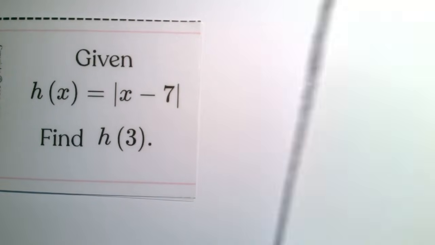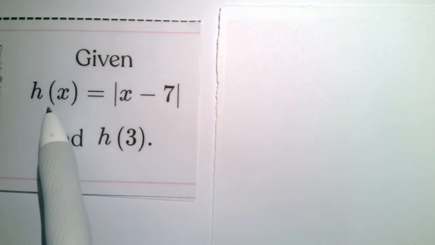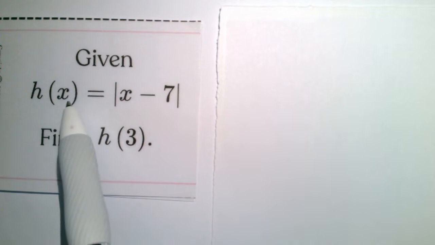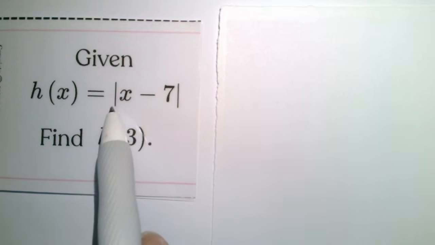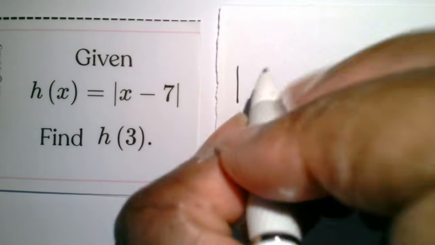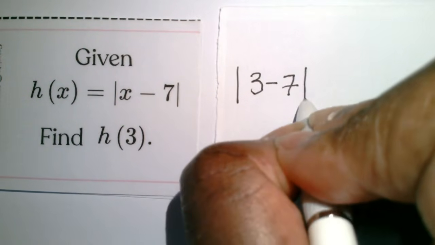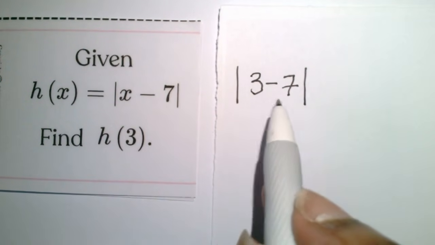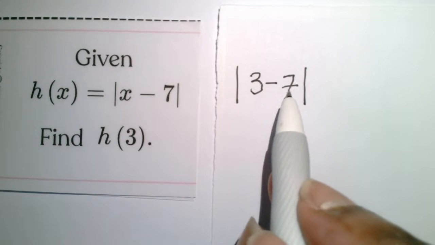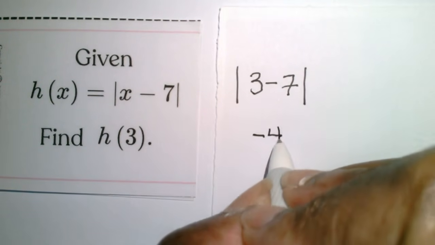So now, let's take a look at it. Notice that the 3 and the x are in the same spot. These are called absolute values. Wherever I see an x, I'm going to plug in that 3. So we have the absolute value of 3 minus 7. Looking inside, we have 3 plus a negative 7, which gives me a negative 4.